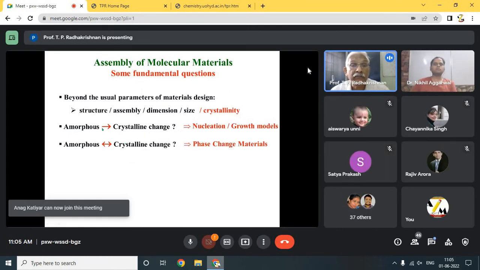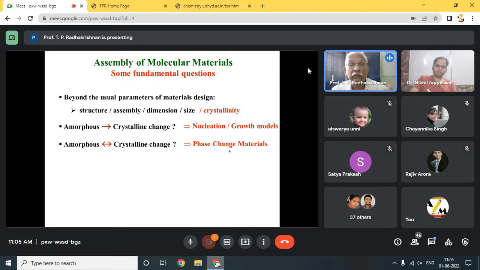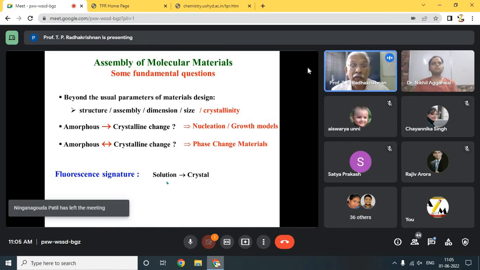And if you can do this reversibly between amorphous and crystalline, they are known as phase change materials, which are of great interest today, not only in the energy industry, but also in the information industry. A lot of computer hardware, for example RAMs and so on, are made based on phase change materials today. So now the fluorescent signature is also important because normally when you go from a solution to a crystal, the fluorescence is known to change. As I showed you for rhodamine, it goes down, but for the molecules of interest to us, it should go up.